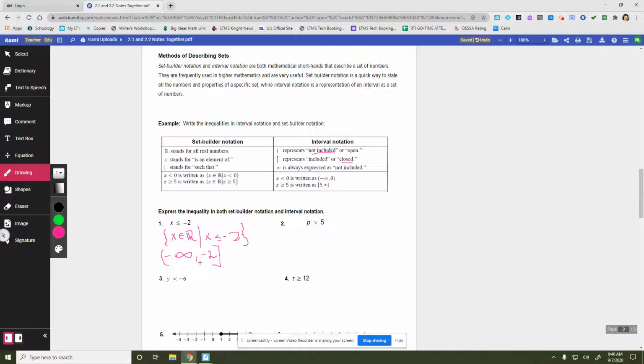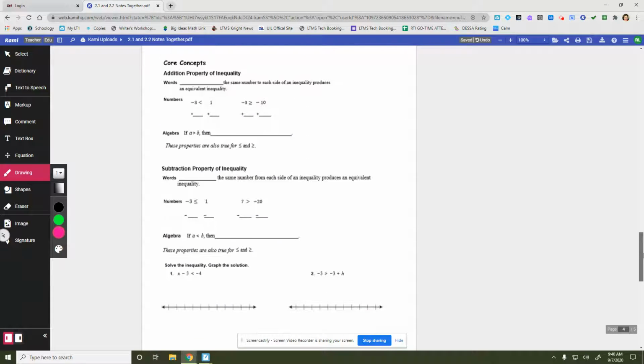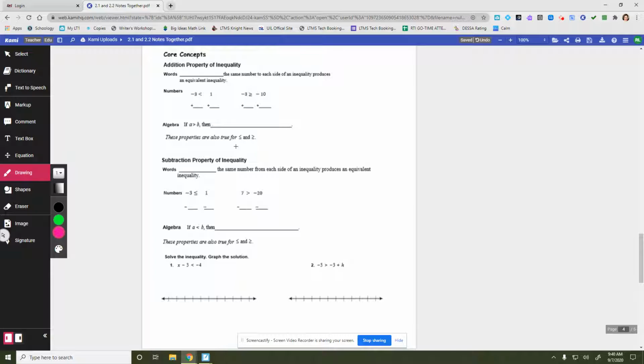So these all three say the same thing. These are just different notations for writing that infinite set of numbers with set builder or with interval. So feel free to practice some of those. I'm going to move on to the second part, which is actually starting to solve.